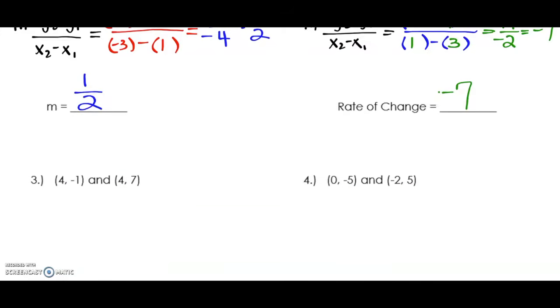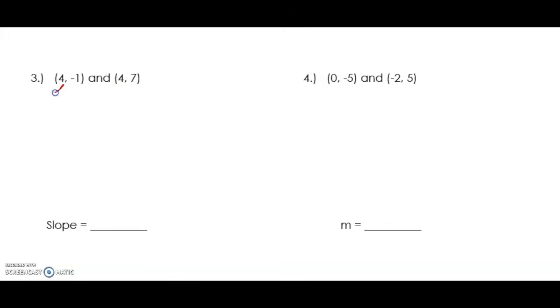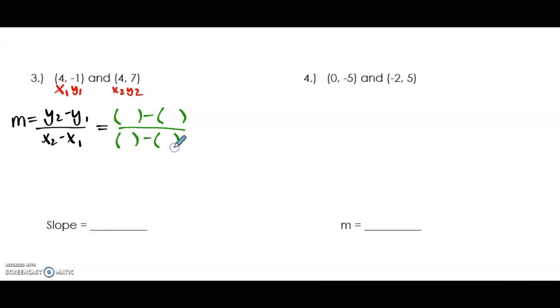Let's go to example 3. Let's label our points, x1, y1, and x2, y2. I'm going to write my slope formula. M equals y2 minus y1 over x2 minus x1. Let's substitute those numbers in. I'm going to use my parentheses over parenthesis minus parenthesis. y2 is 7 minus y1, -1. I need that sign and the minus sign from the formula. Those are both very important. x2 is 4 minus x1 is 4.